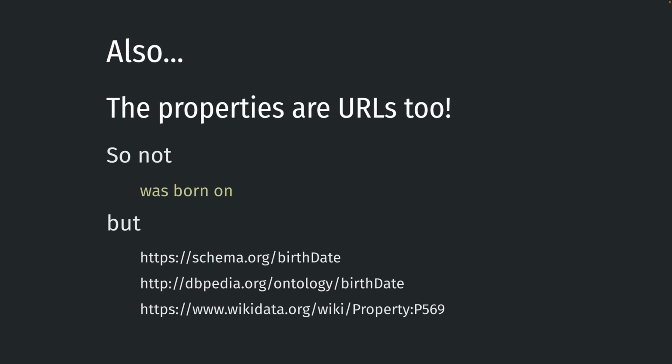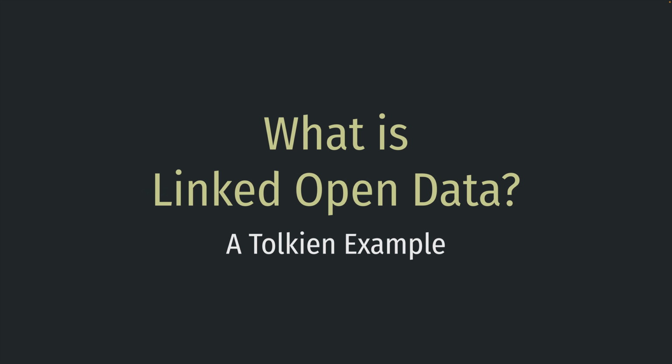Oh, and by the way, properties are URLs too. Here are 3 different URLs for the concept of a date of birth. There's a bit more to it, but these are the core concepts. Hopefully you have a better foundation now to further your understanding of linked open data and how it might apply to collaboratively building a Tolkien knowledge graph.